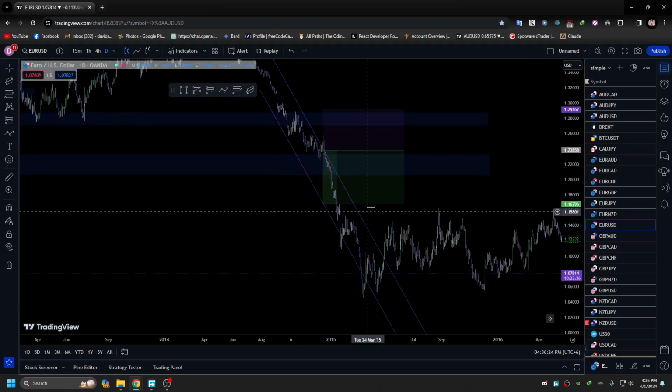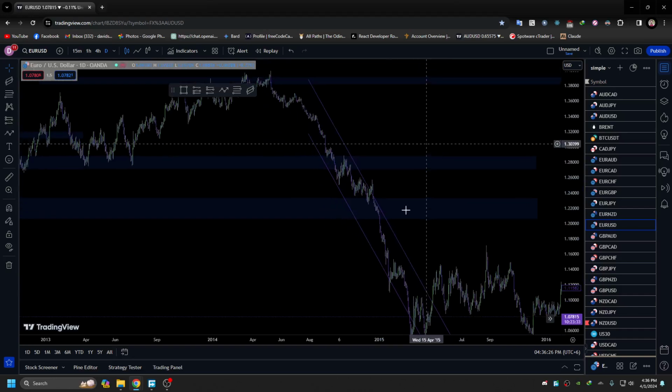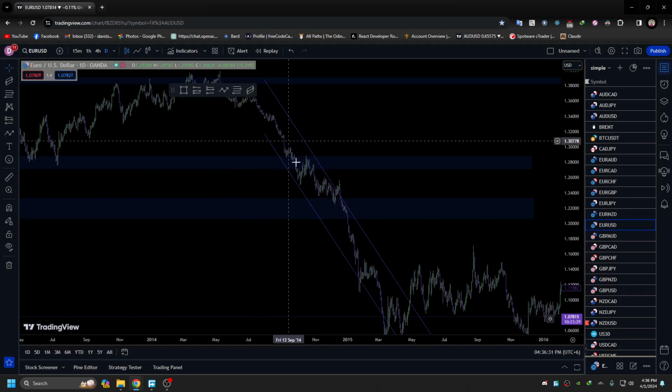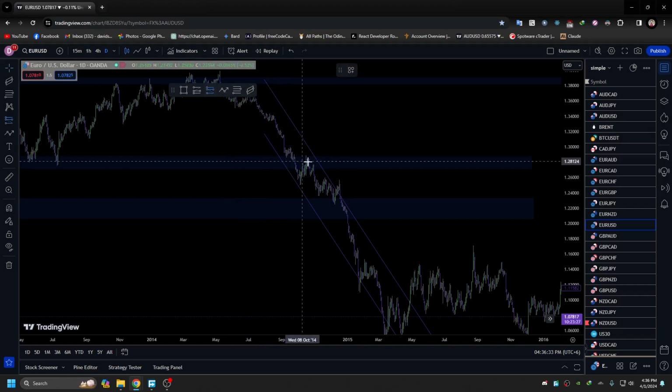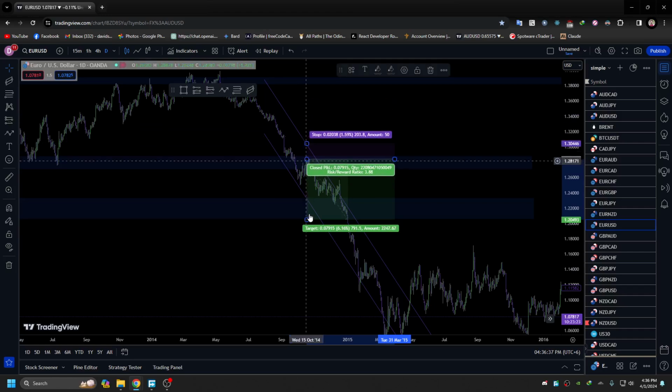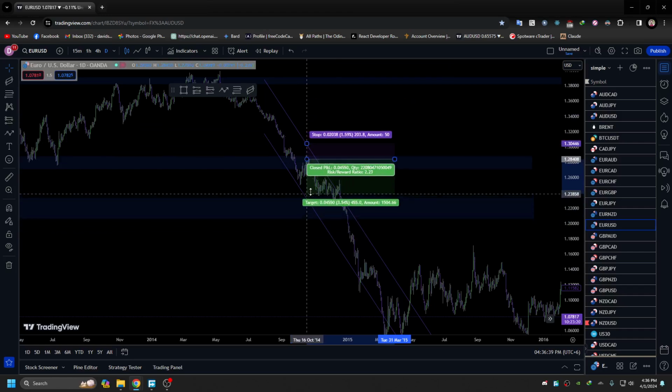Wherever the higher low is, like this one is a higher low. So how do you trade in this trend? You just go for the higher low. Look at this, this one is a higher low, right? And you sell, you made money.